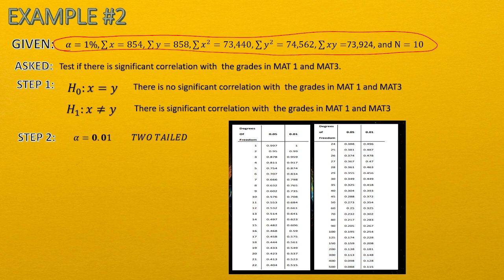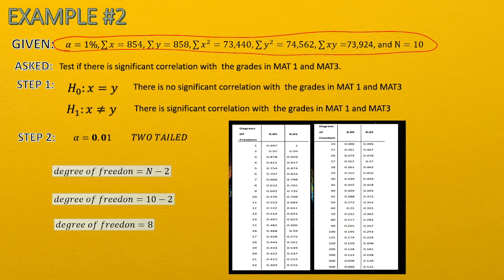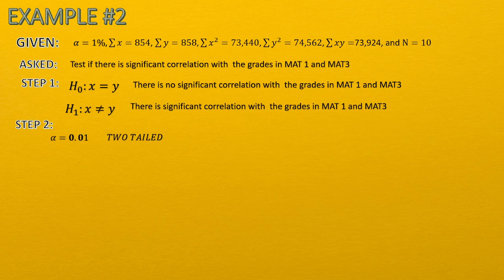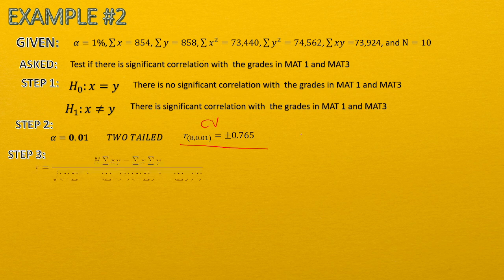Okay, the degree of freedom is equal to 8. Okay, so from 10 minus 2, naging 8 na siya. So, ito yung 8, ito yung 0.01. So, ang intersection nila ay, ayun, 0.765. Okay, tatandaan natin na we have 0.765, which is the critical value natin. Okay, now, kunin na natin yung value ng R based on the data that we gather.